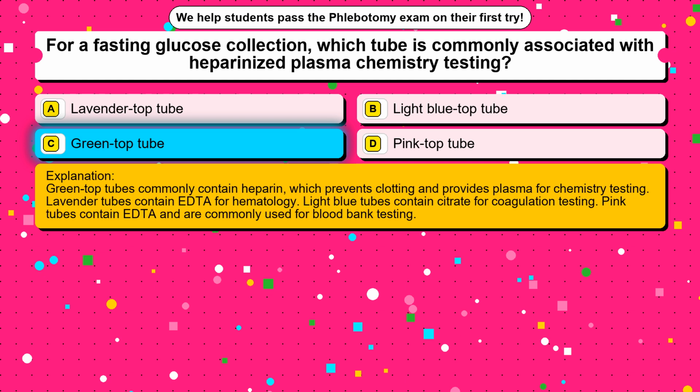Green top tubes commonly contain heparin, which prevents clotting and provides plasma for chemistry testing. Lavender tubes contain EDTA for hematology. Light blue tubes contain citrate for coagulation testing. Pink tubes contain EDTA and are commonly used for blood bank testing.